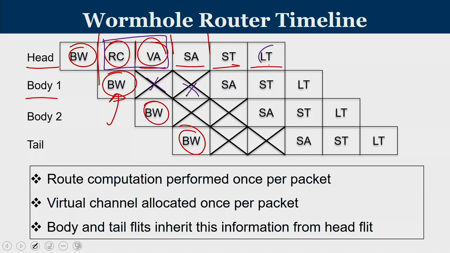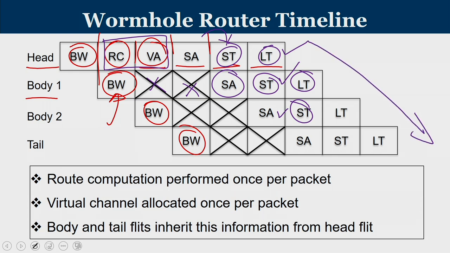Now, you can see that the link traversal and the switch traversal happen in a pipelined fashion. When the head flit is performing the switch traversal, the body flit is going through switch allocation. When the head flit is traveling through the link, the first body flit is performing switch traversal, and the second body flit is performing switch allocation. Like that, if you look here, in every cycle, one flit is traveling through the link. This is possible even though each of the flits has to go through 5 different cycles inside a router. Because of the pipelined operation, we get better throughput.